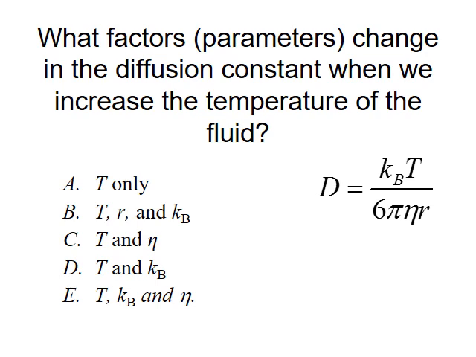I'll answer it here. What factors or parameters change in the diffusion constant when we increase the temperature of the fluid? So we look at the diffusion constant equation. Kb, well, that's Boltzmann's constant. Therefore, it's constant and doesn't change. So any answers that have Boltzmann's constant in there cannot be correct. So then our only question is it just temperature, or is it temperature and viscosity? And so we recognize that the viscosity of a fluid does depend slightly on the temperature. Therefore, our answer must be C.